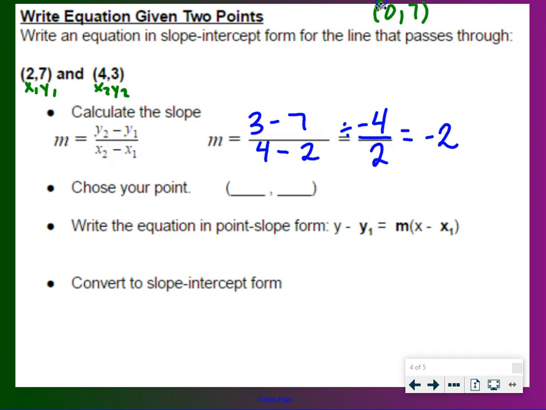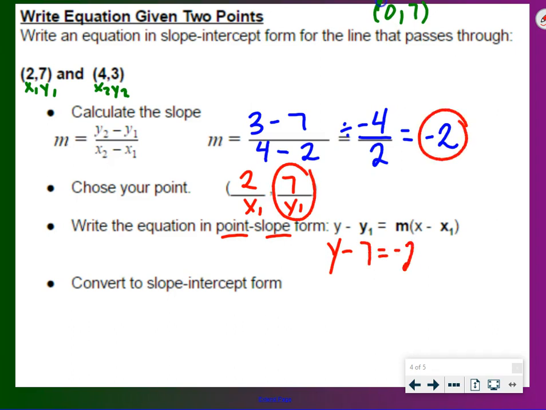Choose your point. We are going to need to write an equation in point slope form first. We want to use x1 and y1 because it matches that point slope form. So we're going to do (2, 7). Write the equation in point slope form. So we have y minus y1. y1 is 7. Equals m. m is negative 2. Times x minus x1. x1 is 2.